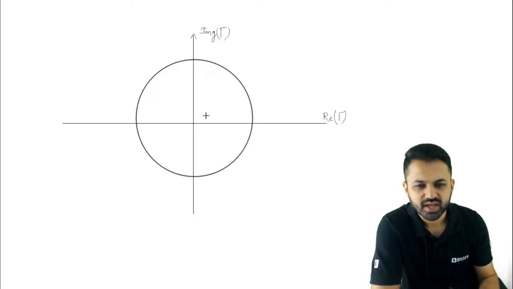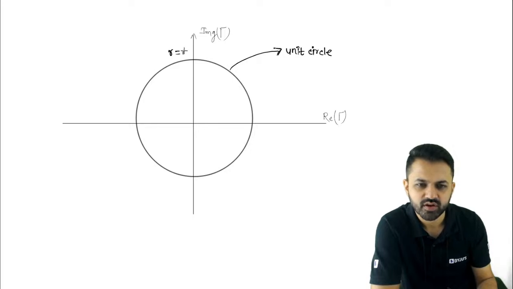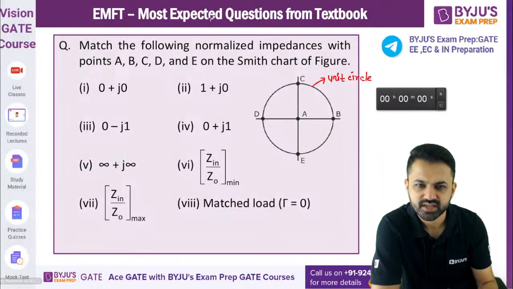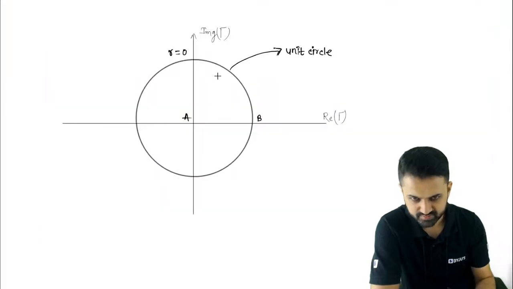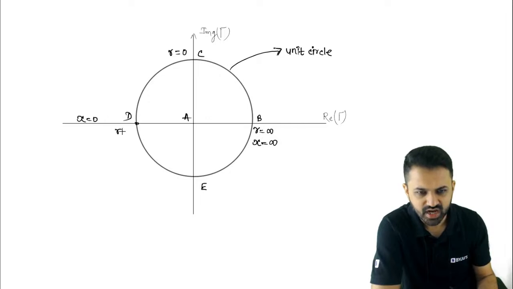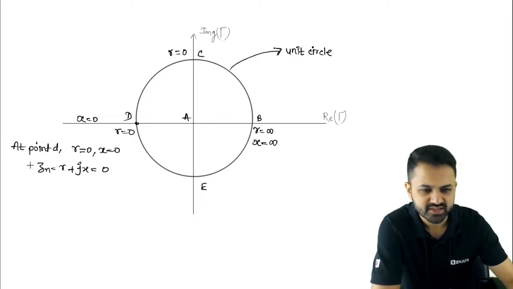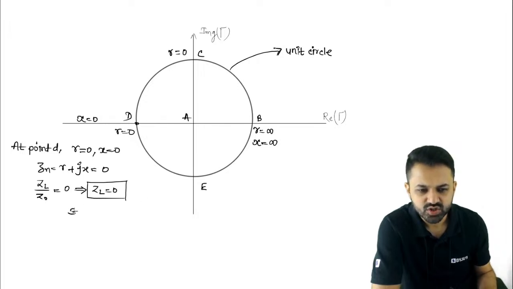This is the unit circle, as I said. We made this unit circle for r equal to 0, and we have the points A, B, C, D. Here the points are A, B, C, r equal to infinity, and this point x equal to infinity. At point D, r is 0 and x is also 0. The normalized impedance is r plus jx. Both are 0, and hence the normalized impedance is equal to 0, which means it is representing the short circuit line.